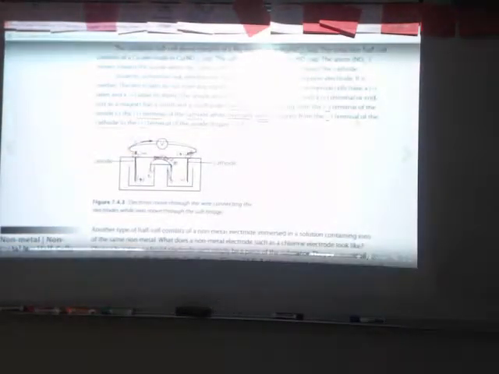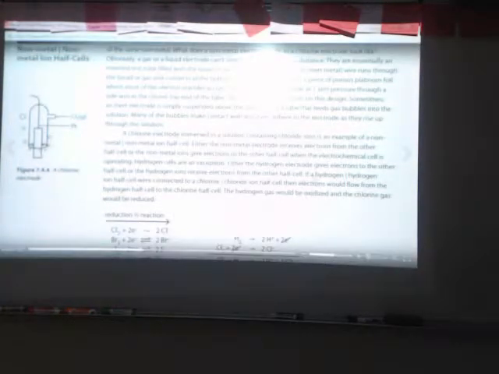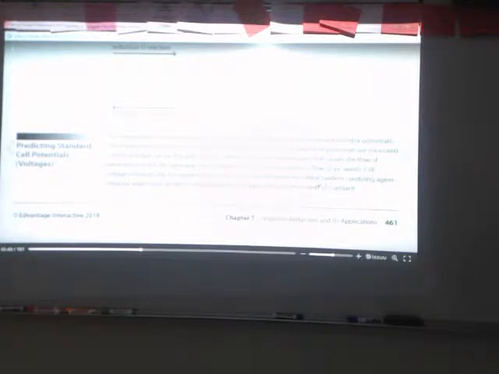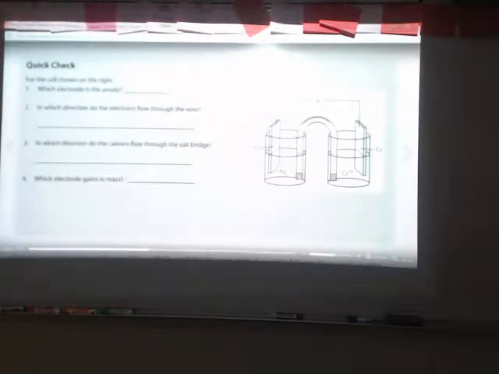We are skipping this section on non-metal and non-metal ion half cells, so you can cross out this entire section here. We are going to predict standard cell potentials though. So before we get into predicting standard cell potentials, why don't you take a look at the quick check here. I want you to do questions 1 through 4 with the person sitting next to you, and let's see what you come up with.